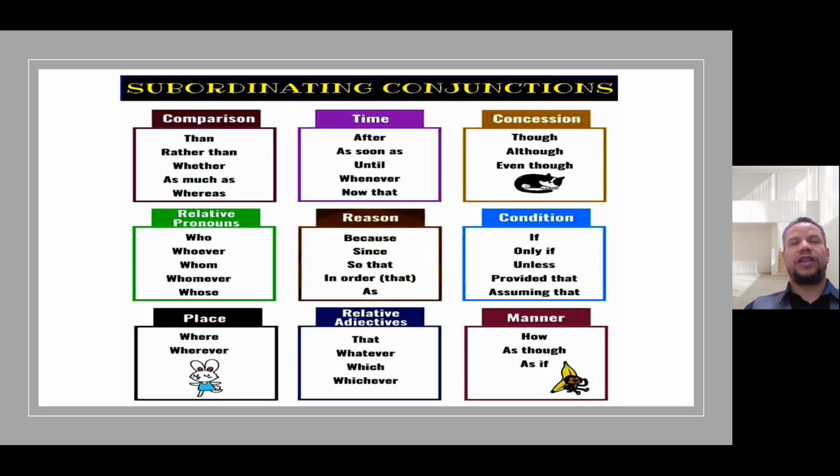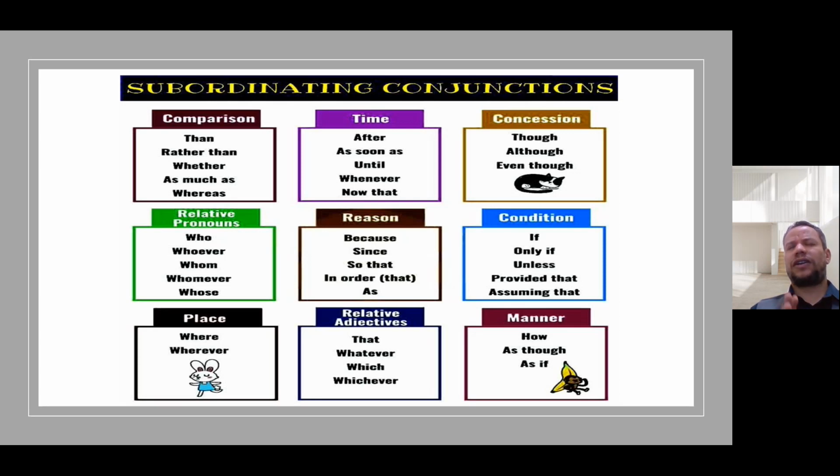So let's see that. For comparison: than, rather than, whether, as much as, whereas, one time. Don't say 2 words, 3 words, don't worry. In the same place, not separated. You will not put them separated, no, it will be one time. For time: after, before, as soon as, until, till, whenever, now that. For concession: though, although, even though, and so on. For relative pronouns: who, whoever, whom, whomever, whose, and so on. Where, when. For reason: because, since, so that, in order to.